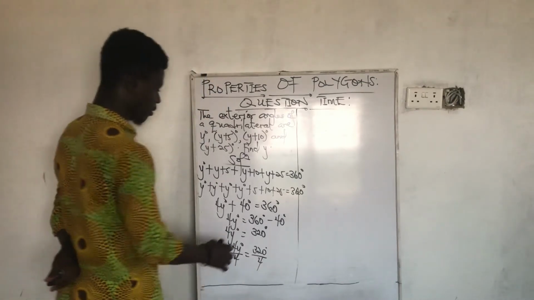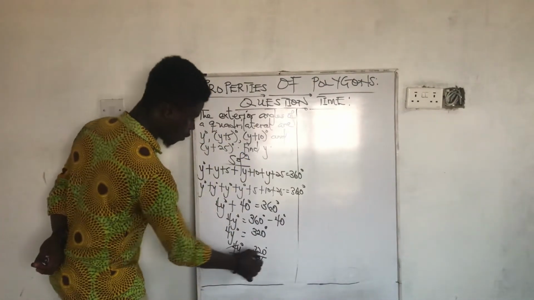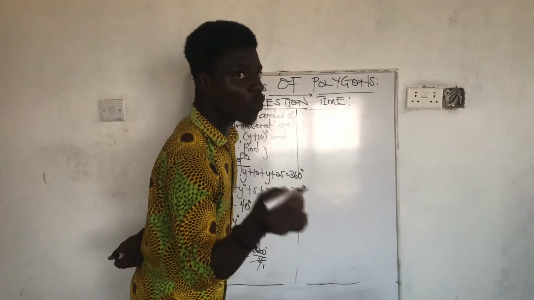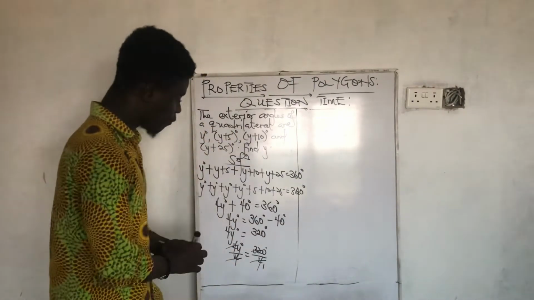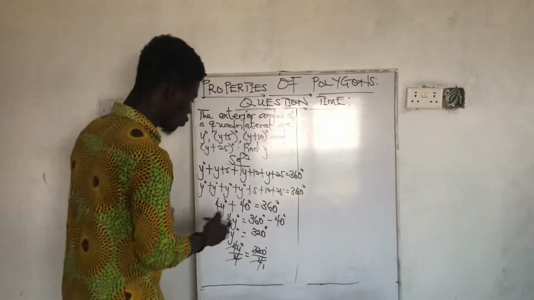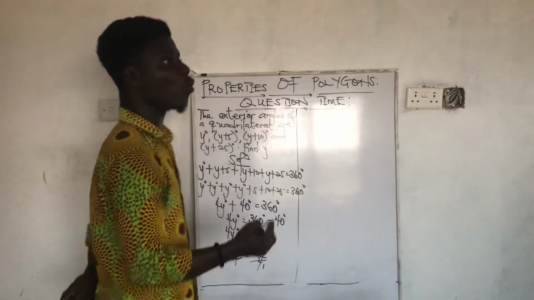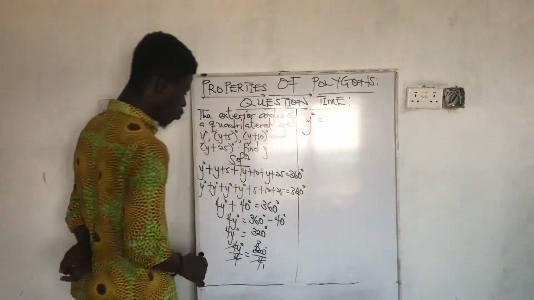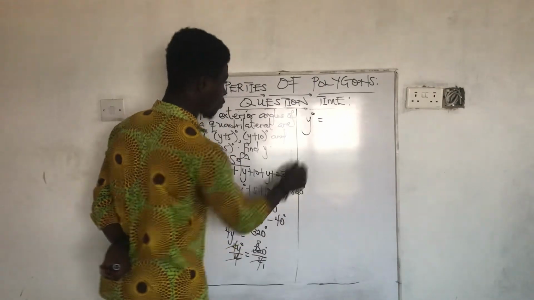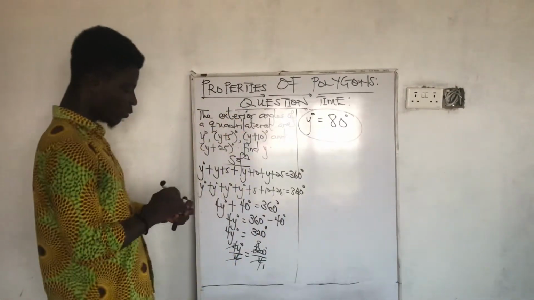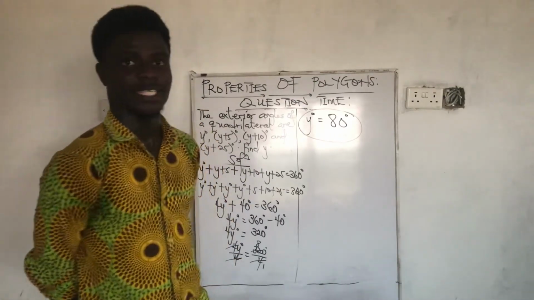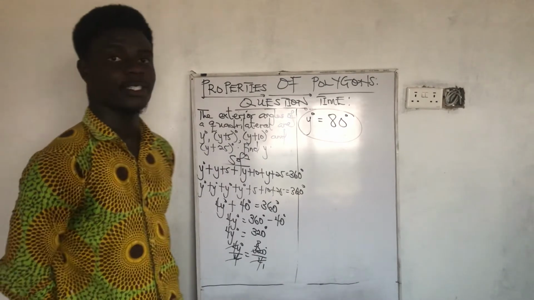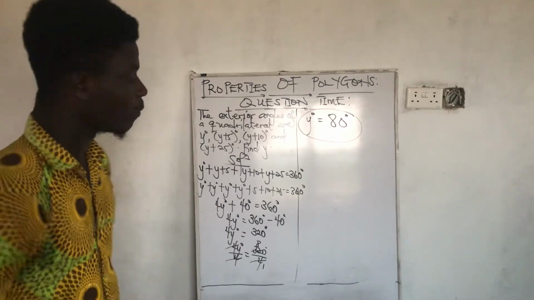So 4 cancels with 4. How many times does 4 go into 32? 4 times 8 is 32, or 8 times 4 is 32. Multiplication is commutative. So y equals 8, and since the 0 is not cancelled, we have 80 degrees. So the value of y is 80 degrees. So very, very simple question. Please, this is the solution for the question.